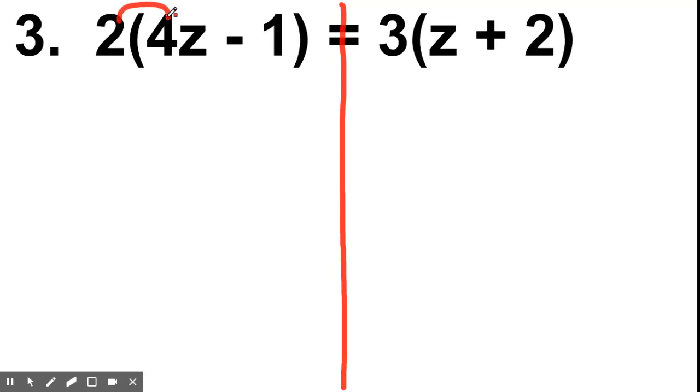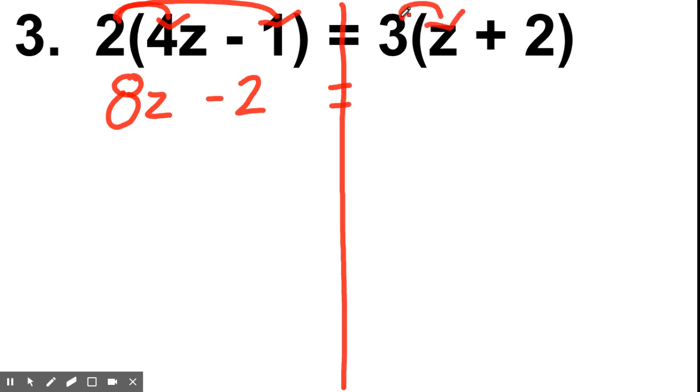So go ahead and start by simplifying the left. Do your distributive property. Distribute the 2. So 2 times 4z will give us 8z, and 2 times negative 1 is negative 2. Now we need to simplify the right side as well, so we're going to distribute the 3. 3 times z is 3z, and 3 times 2 is 6.